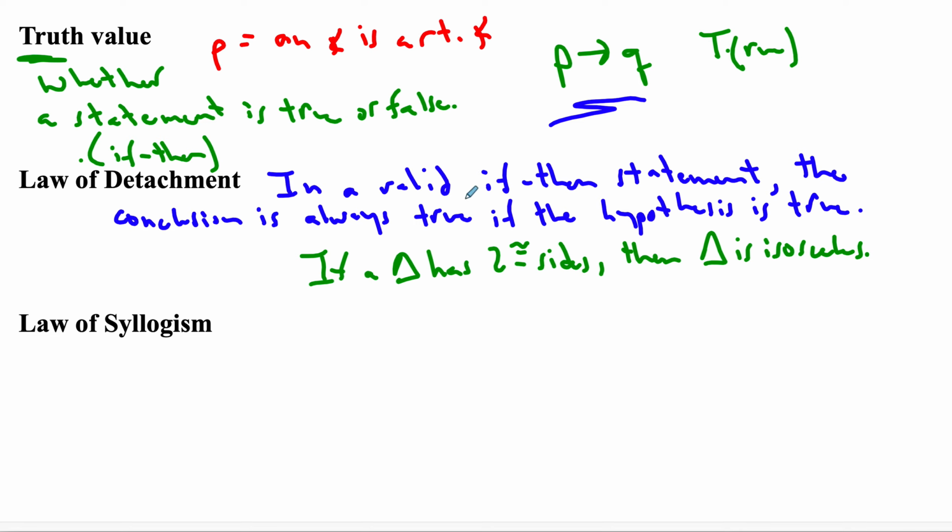If it has two congruent sides. So we cannot necessarily conclude anything about something being isosceles if we don't know it has two congruent sides. So this eliminates the ambiguous case.